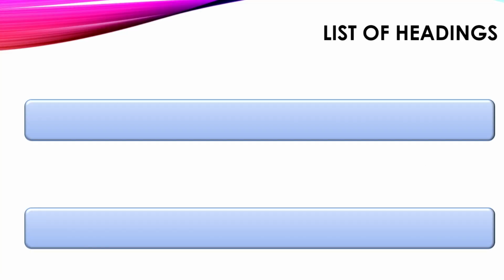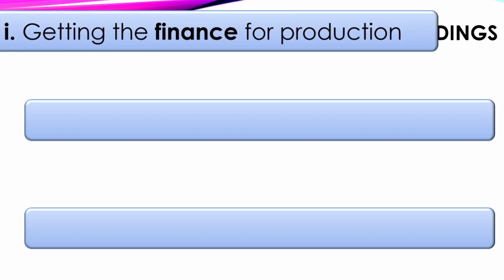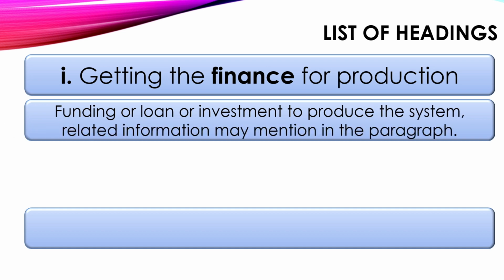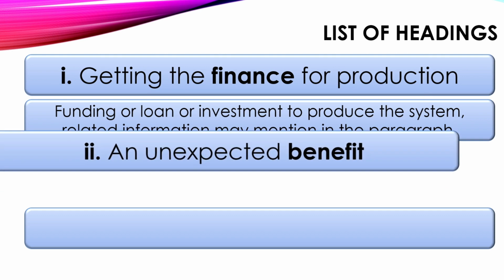Now, we will move to the list of headings. Let's read the list of headings of Cambridge Book 15, Test 3, questions 14 to 20. Note that you should not spend more than 2 minutes here. Two things you will ensure: number 1, identify the keyword, and number 2, find out the main idea. The keyword we got from the first heading is finance. Information like funding, or loan, or investment to produce the system may be mentioned in the paragraph.